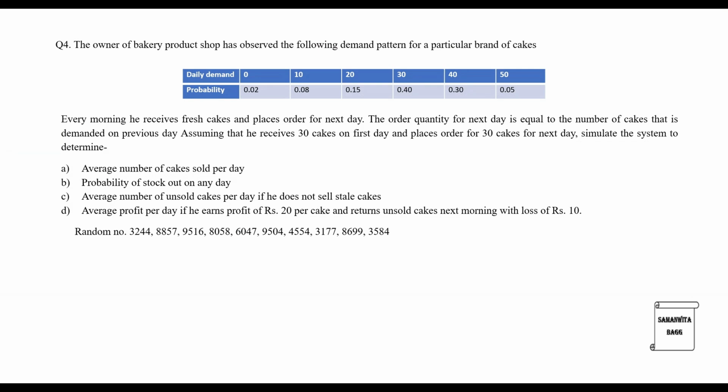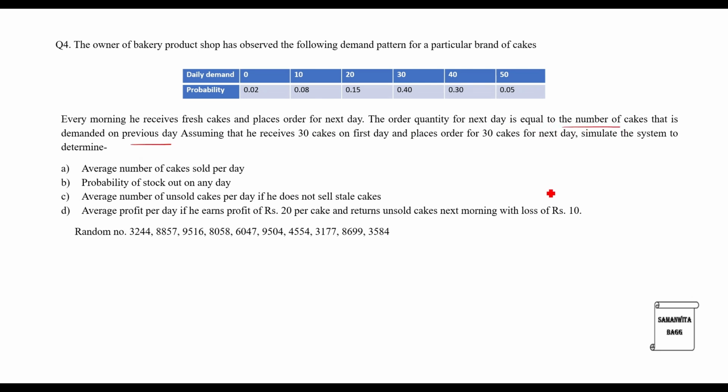The owner of a bakery product shop has observed the following demand pattern for a particular brand of cakes. So here we have the daily demand and the probability given. Every morning he receives fresh cakes and places an order for the next day. The order quantity for the next day is equal to the number of cakes that is demanded on the previous day.